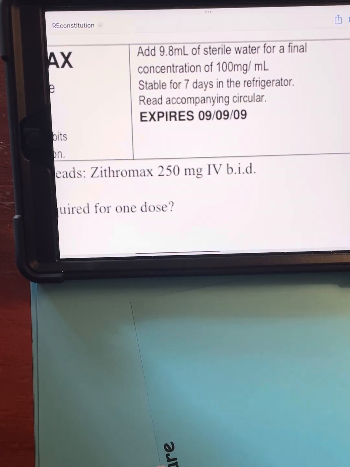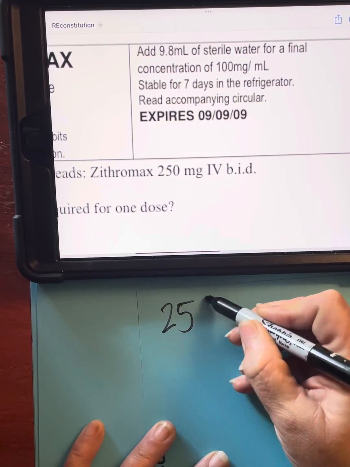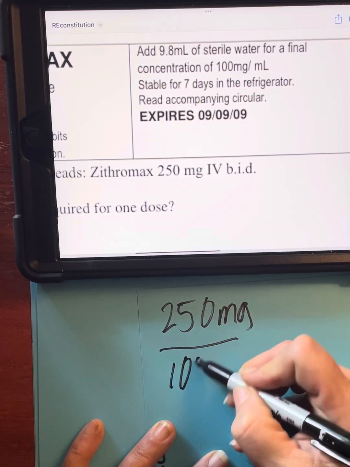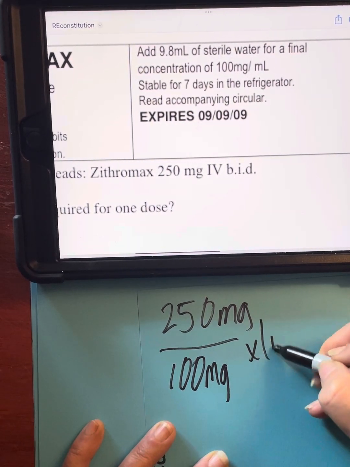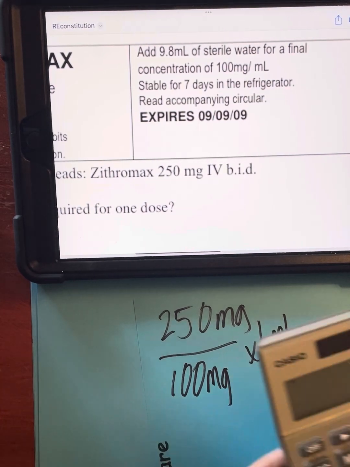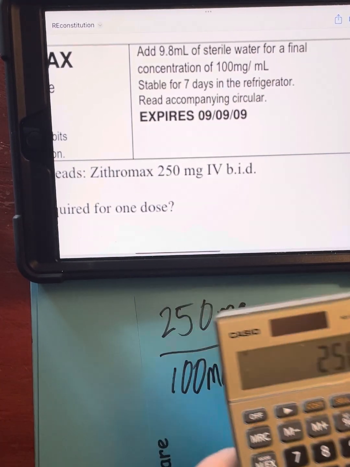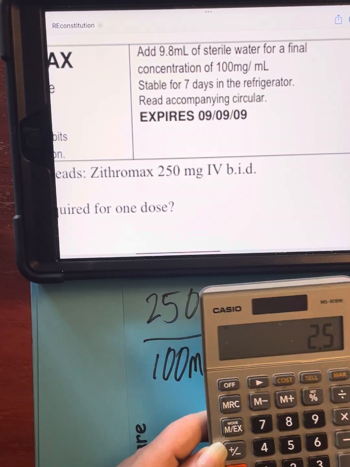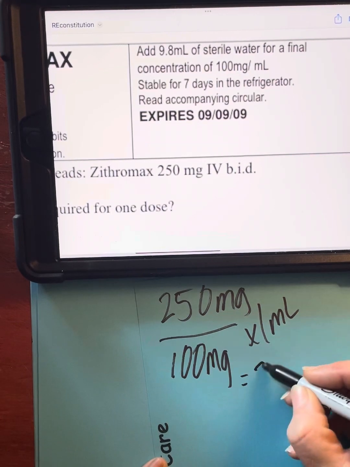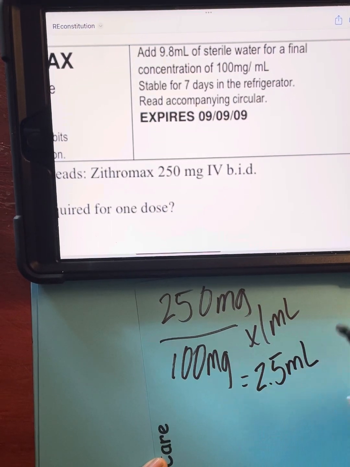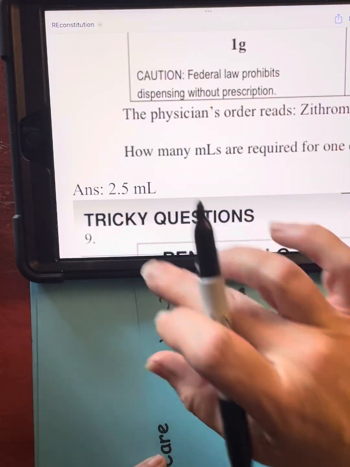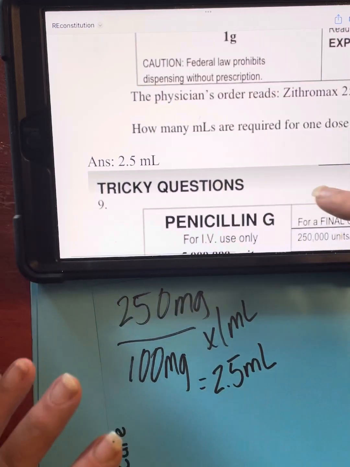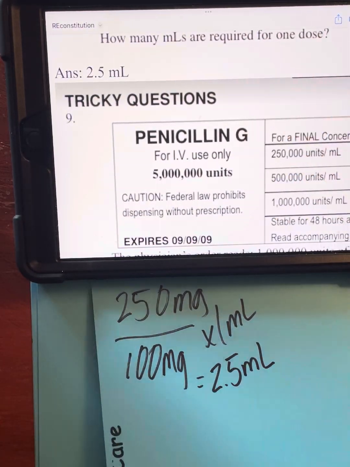So what he wants is 250 milligrams. What I've got is my per right here, 100 milligrams per 1 mL. And then get your handy dandy calculator. 250 divided by 100 equals, it's going to be 2.5 milliliters. Look, we saved them. Okay, look, tricky questions. We're going to get over the fear of these suckers right now.